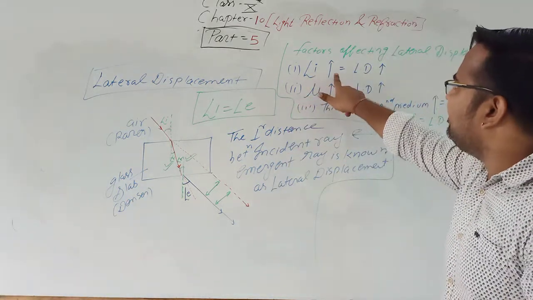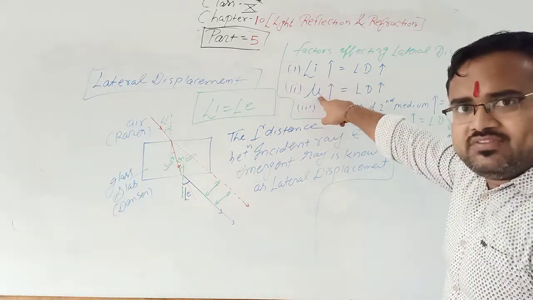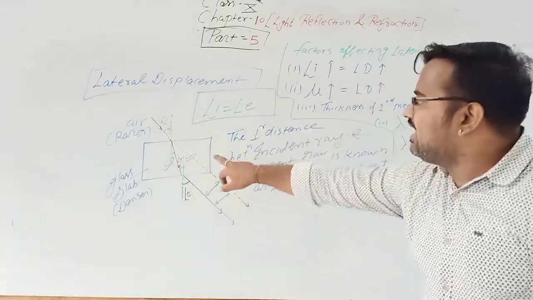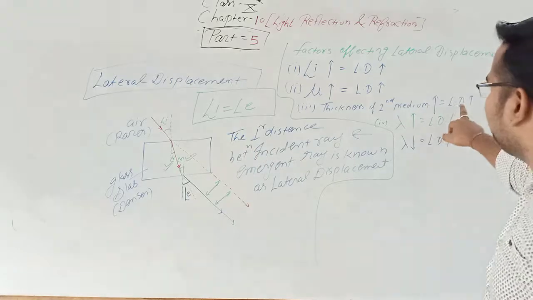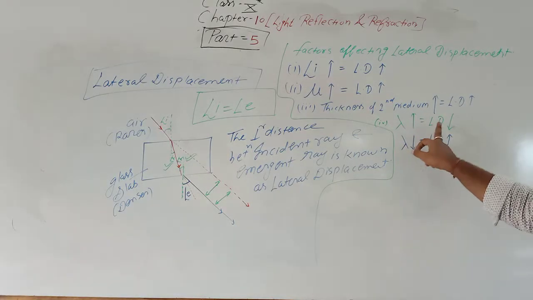If the angle of incidence is high, lateral displacement is high. If the refractive index of the second medium is high, the lateral displacement is high. If the thickness of the second medium is high, the lateral displacement would be more. And these are inversely proportional.